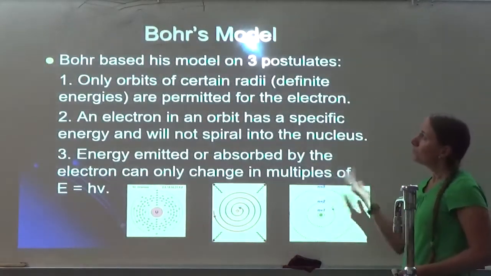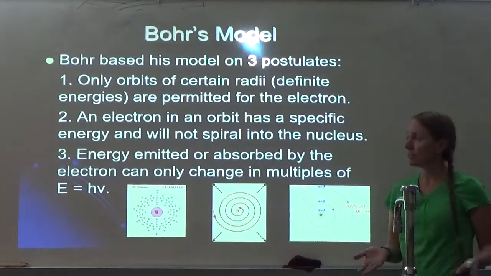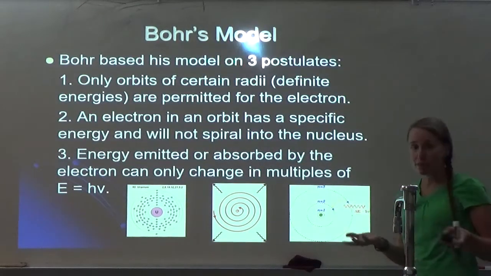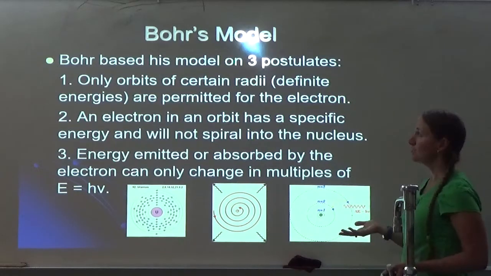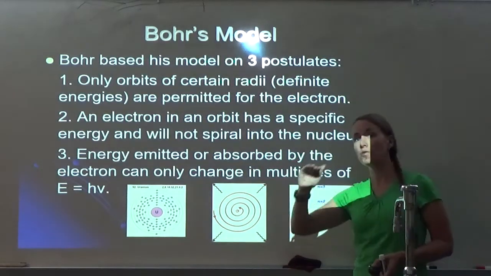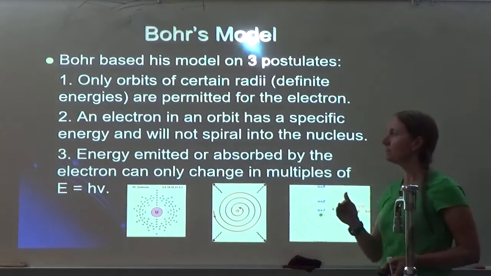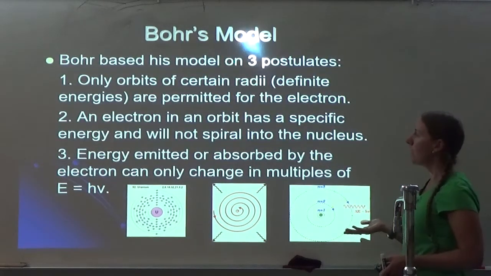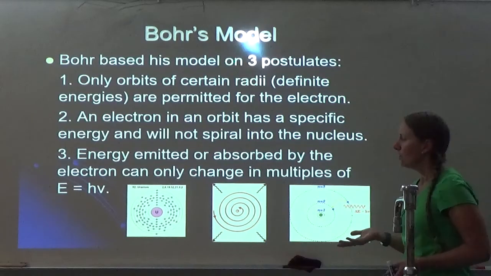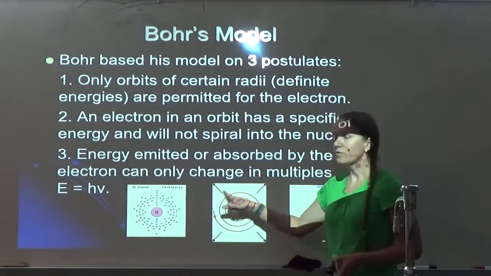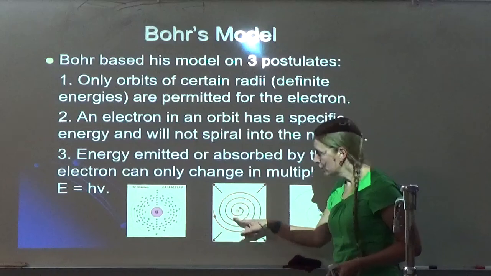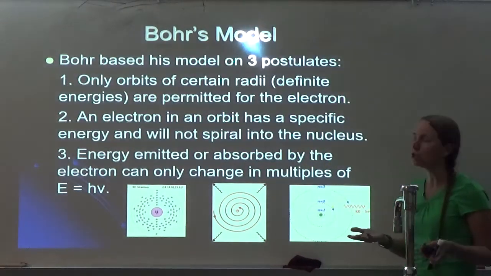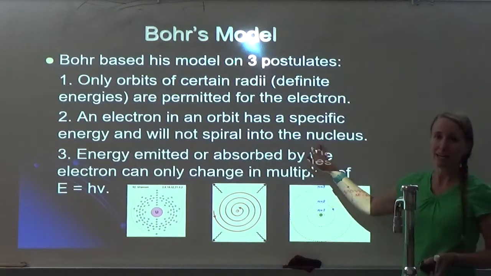So Bohr based his model on 3 postulates. First, only orbits of certain radii or definite energy are permitted for the electron. For example, it can be on energy level 1 or 2. It can't be in between. Number 2, an electron in an orbit has a specific energy and will not spiral into the nucleus. Once it's on energy level 1, it's not just going to slowly spiral into the nucleus, because we know a negative and a positive are attracted to one another. So that's not going to happen.